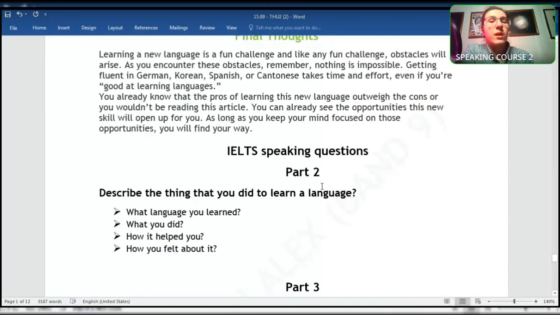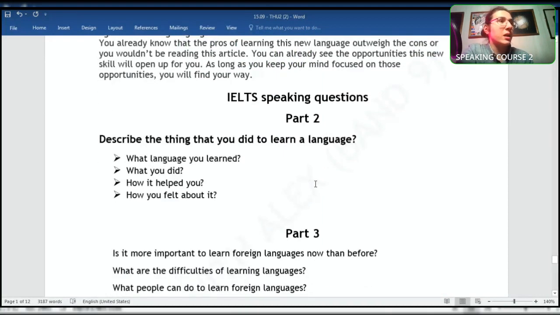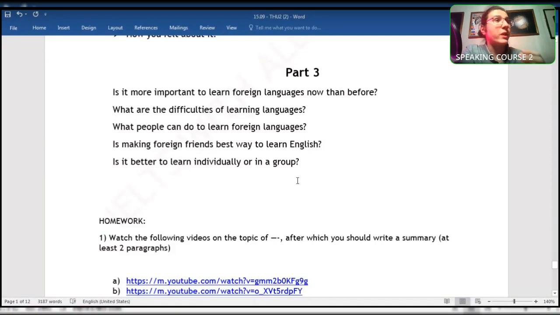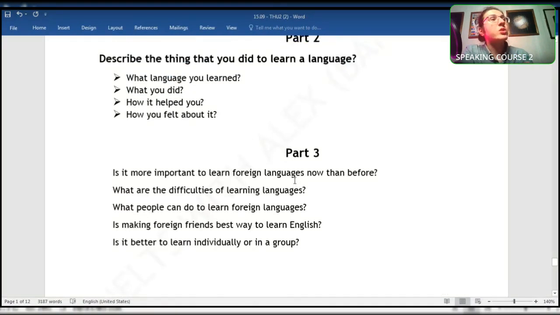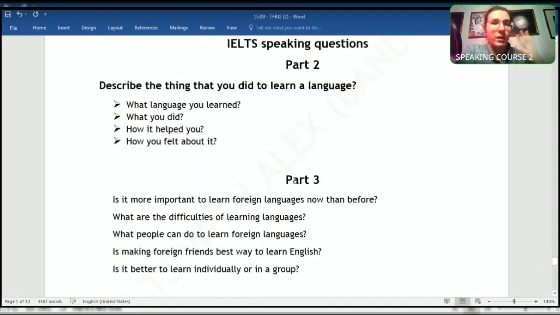Let's move on to some practice questions. Specifically, this topic is connected to part 2 and 3. So I'm going to be answering part 2 first. I'm going to write down my ideas as usual, and then I'm going to be answering. So yeah, let's get right into it. We're going to have 1 minute to write down our ideas.